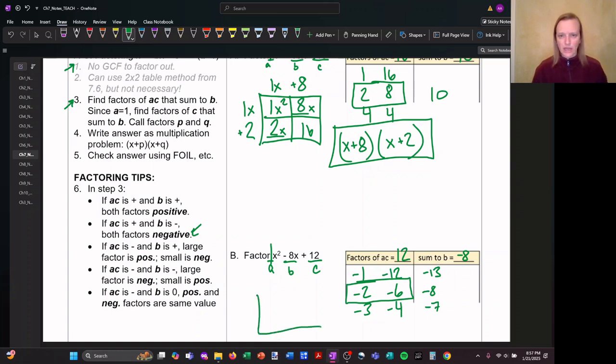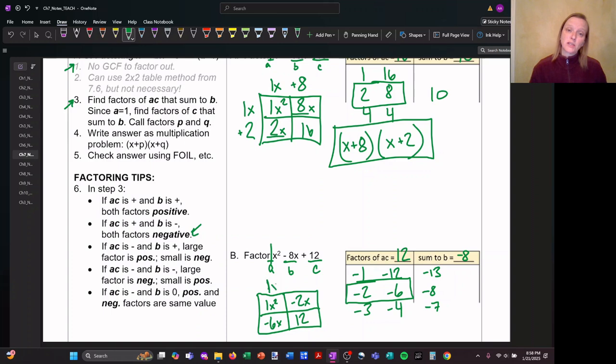So let me create my data table with my 1x squared in the top left and my 12 in the bottom right. I have negative 2x in this corner and negative 6x in this corner. And I'm ready to factor.